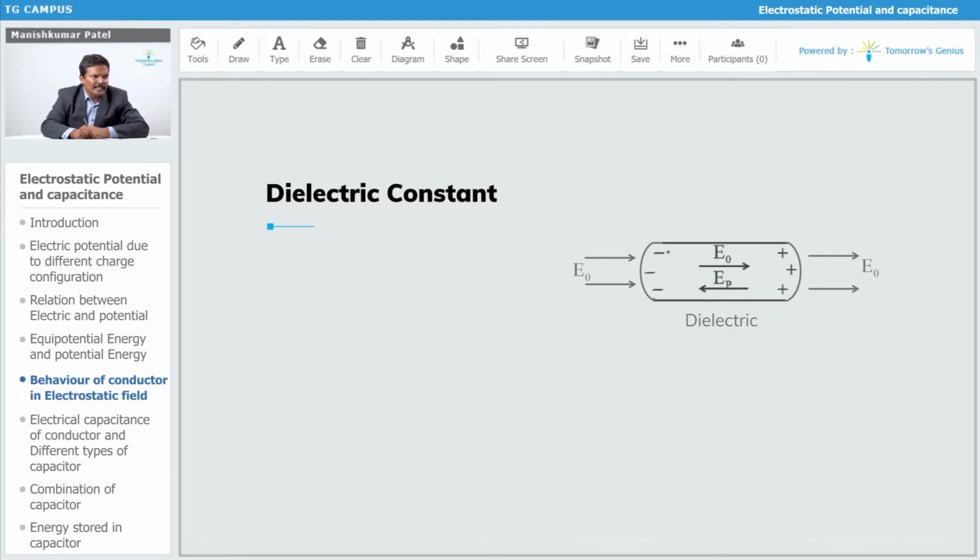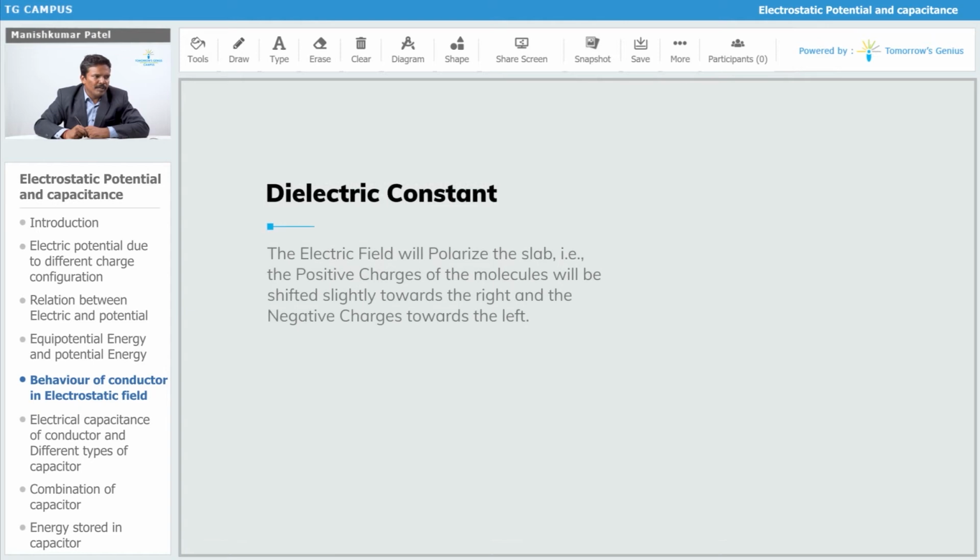So then you can say that the minus charge on the left side and the plus charge on the right side will induce a field inside the dielectric. Then we have to define the dielectric constant, and we also have to define the polarization.